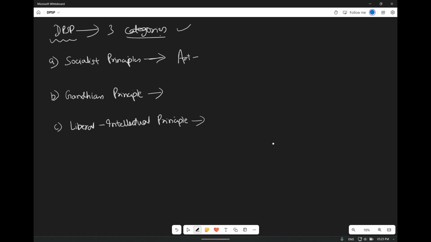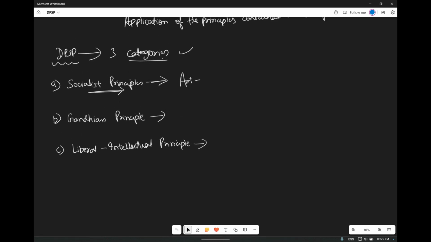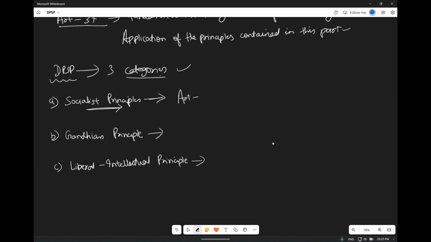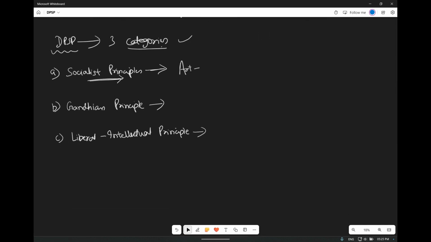Now, which articles are included under each? You just have to memorize them, there is no other option. We have understood Article 37: it tells about the application of the principles contained in this Part 4. Now, which articles relate to the socialist principle? Article 38, Article 39, Article 39A, Article 41, Article 42, Article 43, Article 43A, and Article 47.